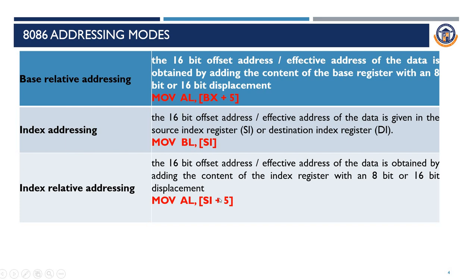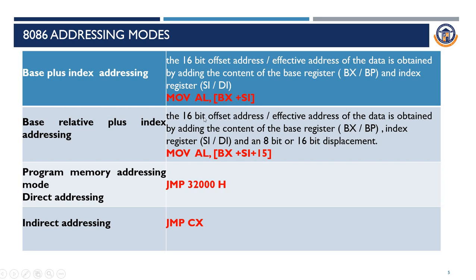Index relative addressing. So the 16-bit offset address of the data is obtained by adding the source index register with a 16-bit displacement, and it is moved to BL or AL register, whatever is specified in the instruction. Base plus index addressing mode. As the name indicates, base plus index. By adding the content of the base register and the index register in which the data is stored, the data will be moved to AL register.